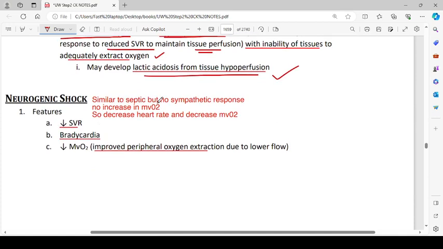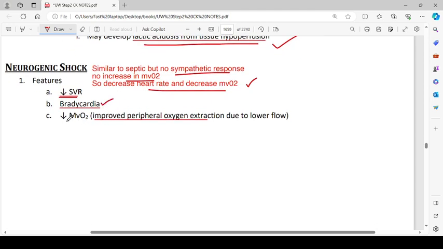Neurogenic shock is similar to septic shock, but no sympathetic response, no increase in MVO2, so decreased heart rate and decreased MVO2. The features are decreased systemic vascular resistance, bradycardia, low mixed venous oxygenation, improved peripheral oxygen extraction due to lower flow. Okay, so when the flow rate is low, the oxygen extraction capability increases. No increase in MVO2, and so decreased heart rate and decreased MVO2.